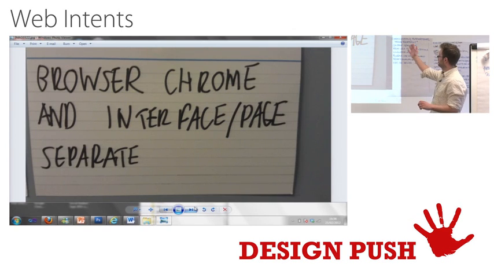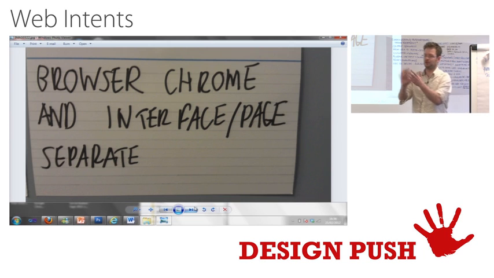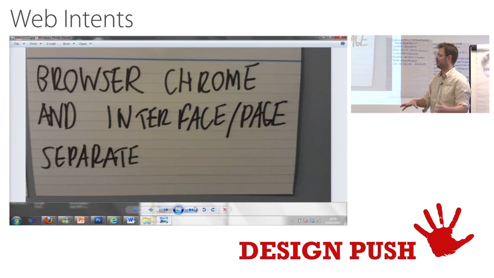And the browser chrome and the page are totally separate things. So I started sketching hovers on top of the page, and then we started discussing, well, we don't want to throw more stuff onto the page, right? So let's ditch that idea.